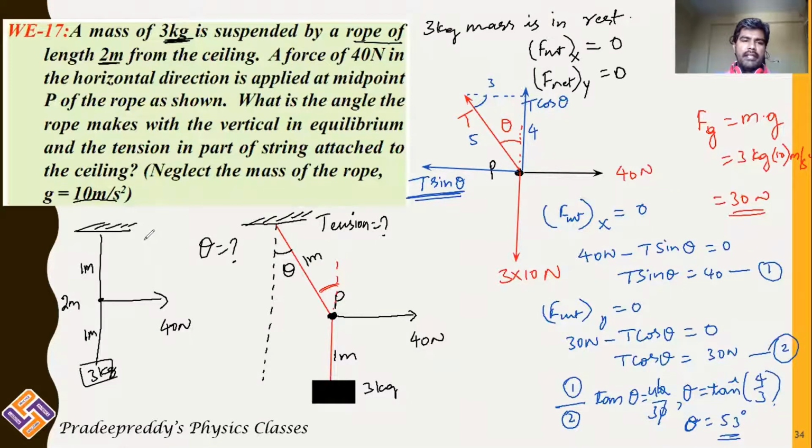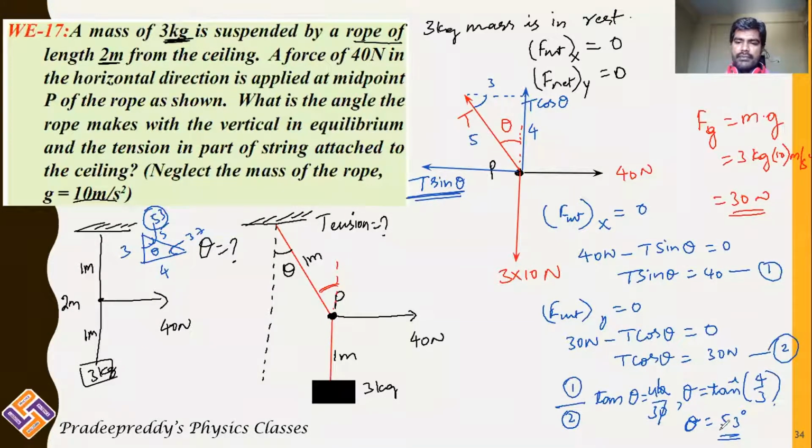So for a given triangle, this is 3 and this is 4 and this is 5. If this is theta, this angle would be 53, this angle would be 37 because it is the smallest one. So tan theta is equal to opposite by adjacent, 4 by 3. Definitely that angle would become 53. So theta is 53 degrees.